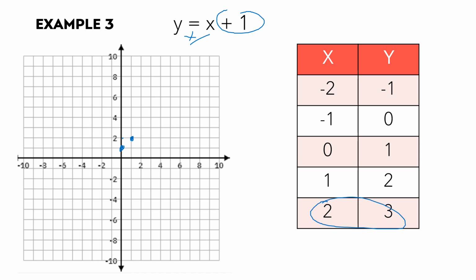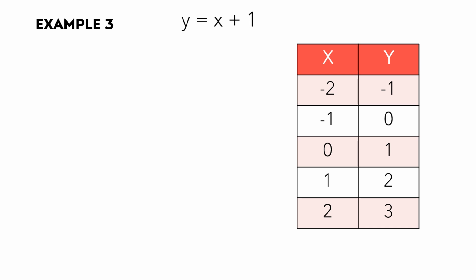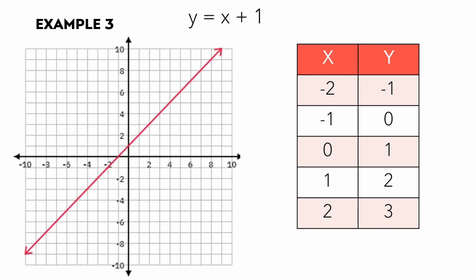So I got 2, 3, right? It's 2, 3. I could also use these points. I can go to where x is -2, y is 1. But you see, all of these points on the table, they're all on the graph. Which is why our graph looks like this.